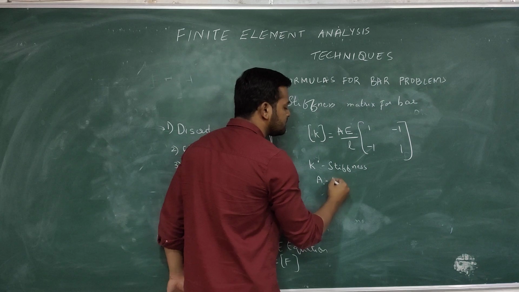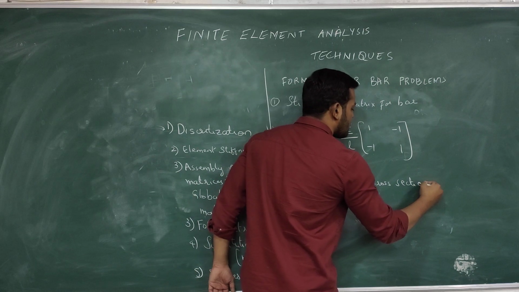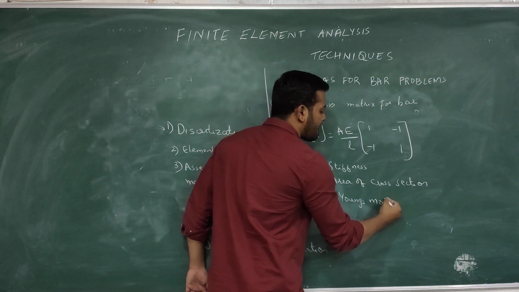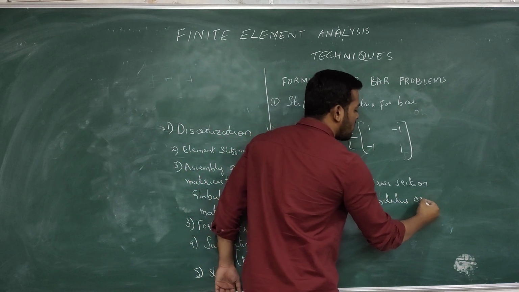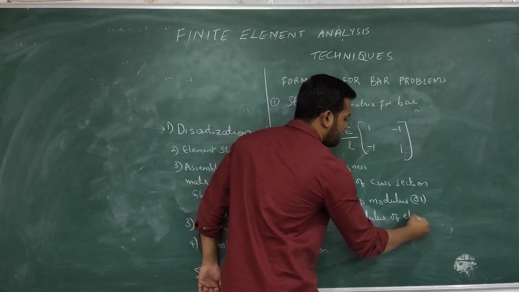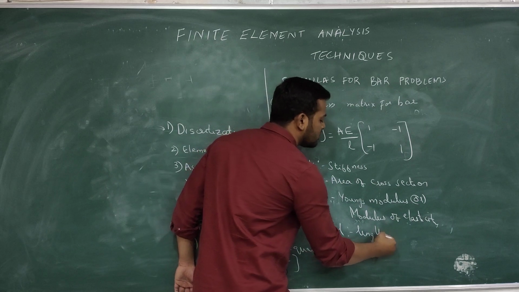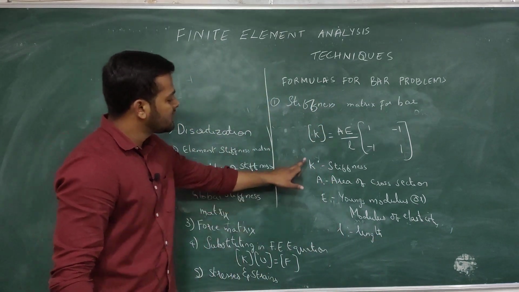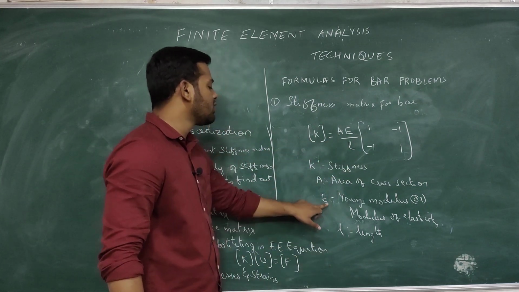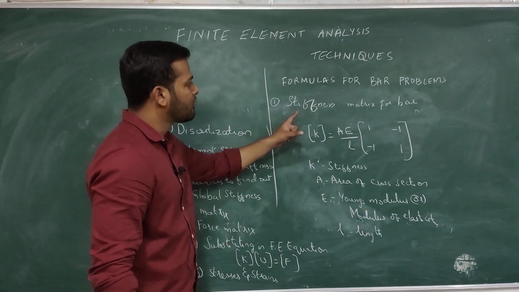A is area of cross section. E is called Young's modulus, also called modulus of elasticity. L is length of the bar or length of the element. Okay, so these are the terms. K is stiffness, A is area of cross section, E is Young's modulus or modulus of elasticity, and L is length of the element. So that's the first formula for solving problems on bar element.